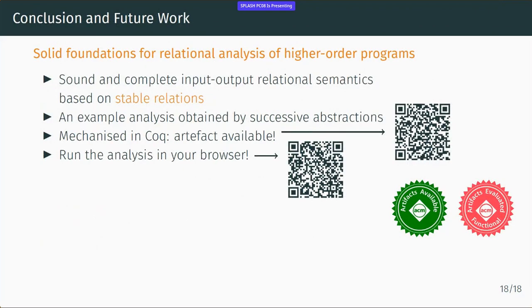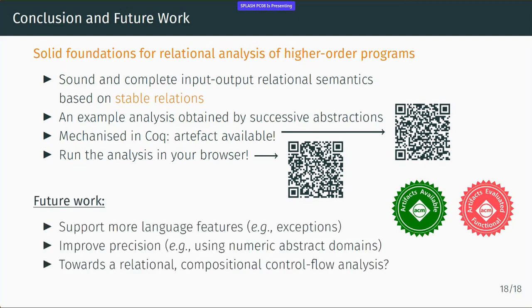Okay, so it's time to conclude. In this work, we have laid solid foundations for the relational analysis of higher-order programs. We have defined a sound and complete input-output relational semantics that is based on the notion of stable relations. We have derived an example analysis that is obtained by successive abstractions of this denotation. All the results are formalized in Coq. They are available. You can also run the analysis in your browser by flashing this code.